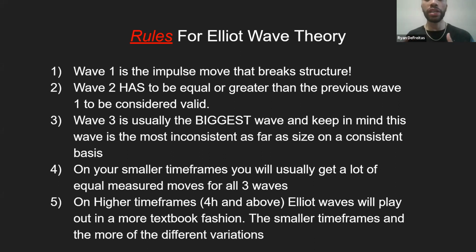So the wave 2 has to be equal or greater than wave 1. Wave 3 is usually the biggest wave. Keep in mind that this wave is the most inconsistent as far as size. Some wave 3s are going to be really big and some are going to be really small. Sometimes the wave 3 can be 10 times bigger than the previous 2 waves, and sometimes it's just slightly bigger than wave 1 and wave 2. But sometimes it can be 10x or 100x or 1000x, if you guys know about crypto. Wave 1 is like 1, wave 2 will be like 2, and then wave 3 will be like 100. You'll be like, what? That's what happens with wave 3 sometimes.